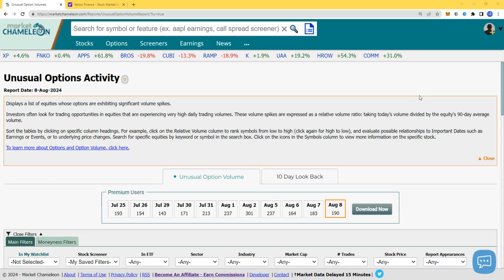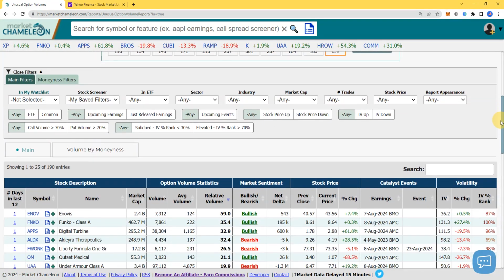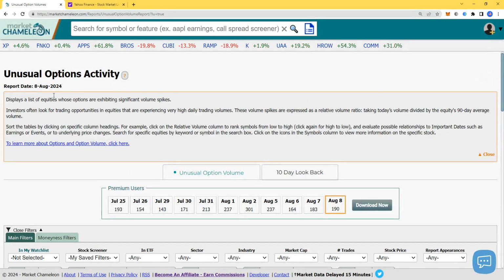Unusual options activity. We're going to go over this again because this is getting very interesting, including the trade that I've done. Now this is for the August 8th summary. Of course, it changes every single day. I just went and clicked here.